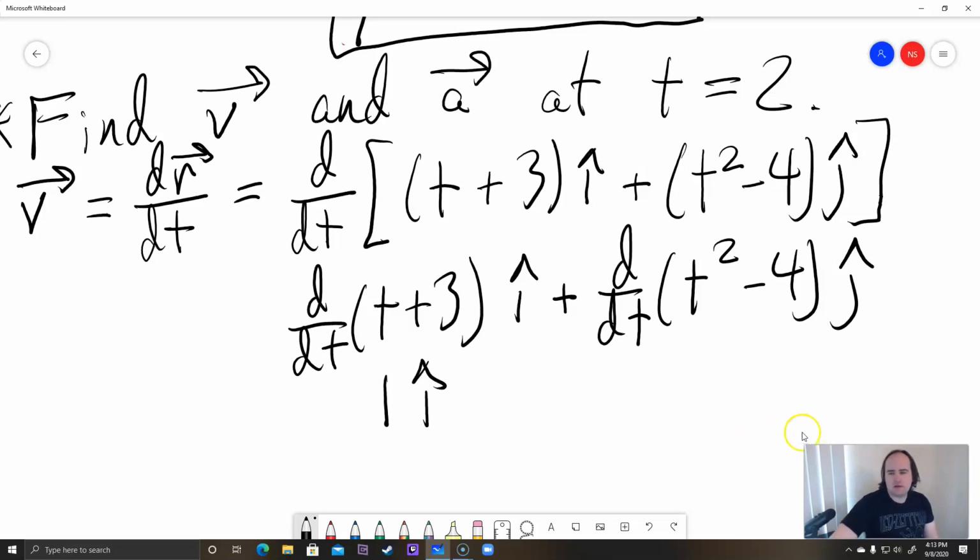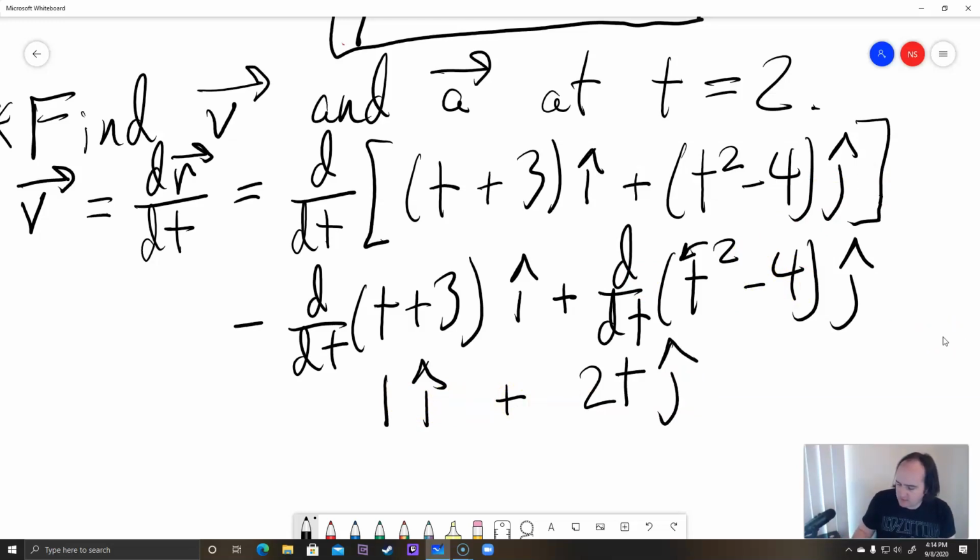And then for the derivative of t squared minus 4, using the power rule, remember the derivative of a power means you bring the power out front and you decrease it by 1. So instead of being t squared, we're going to bring the 2 out front, so it's going to become 2t. And then, once again, the derivative of a constant like negative 4 is 0. So you should have 1i plus 2tj.